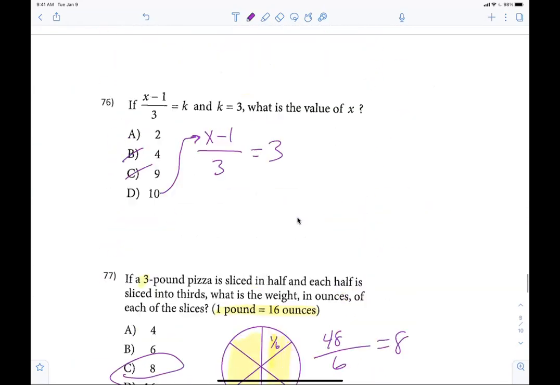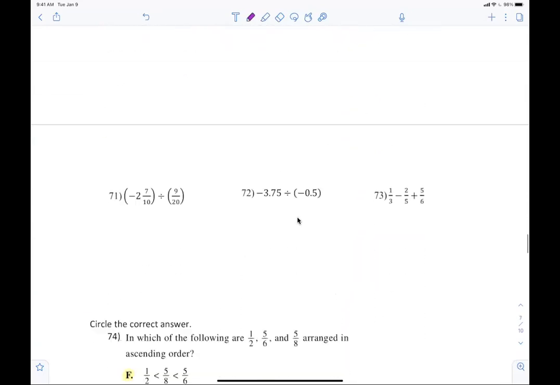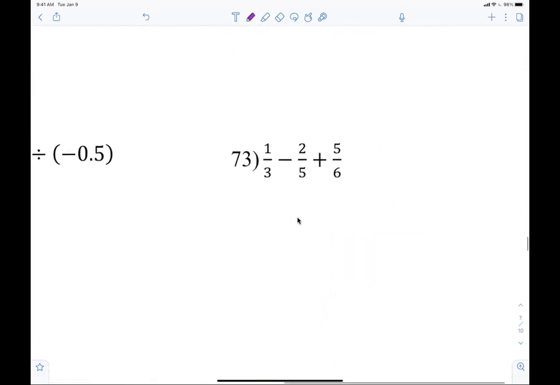All right, now we're going backwards. All right, so here we go. 73. That's you. And what's the common denominator? Yep.